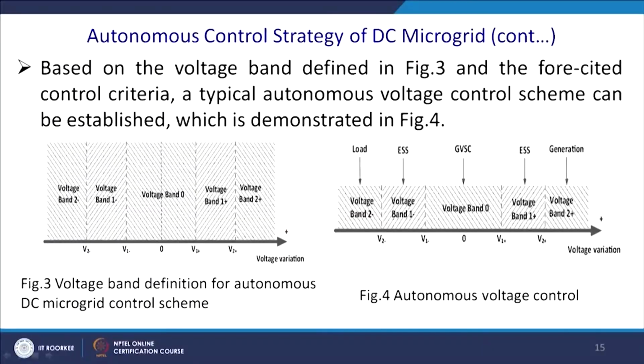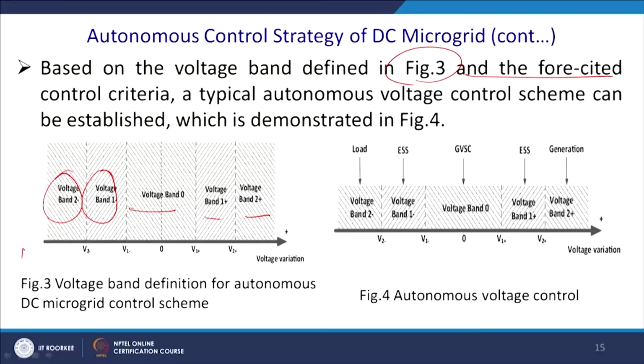So, for this reason we see that, based on the voltage band definition in figure 3 and therefore the four-stage control criteria, the typical autonomous voltage control schemes can be established, which is demonstrated in this figure. So, there is voltage band -2, voltage band -1, voltage band 0, voltage band +1, voltage band +2. So, there will be different kinds of voltage bands.